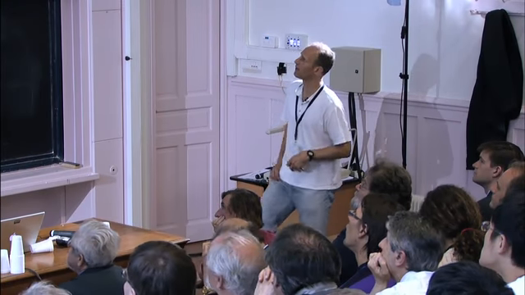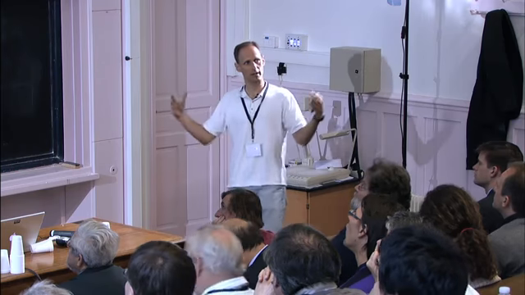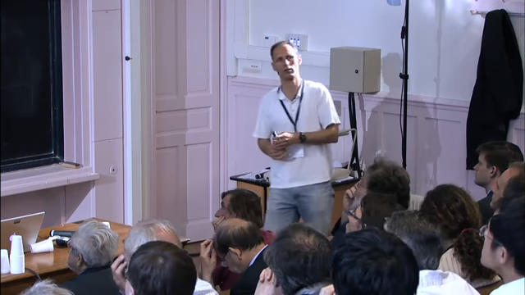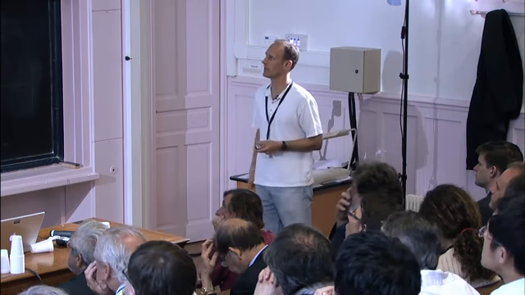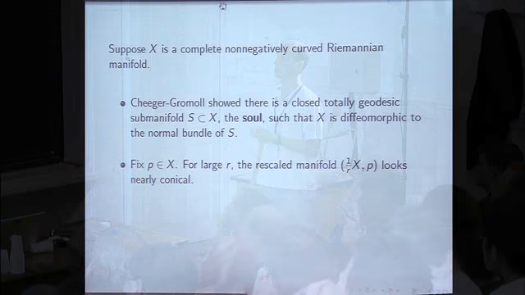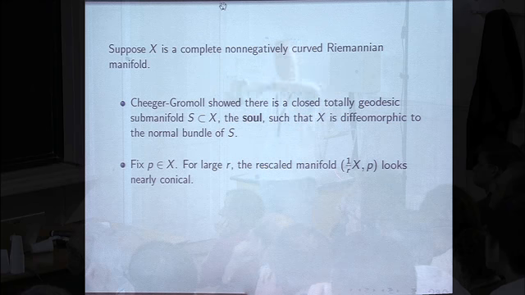The second fact is that non-negatively curved manifolds are asymptotically conical. There are different ways of saying this, but let's say we fix a point P in X. Then for large R, if we rescale this manifold X, so we blow down or scale down, it looks nearly conical. So what do I mean by that?